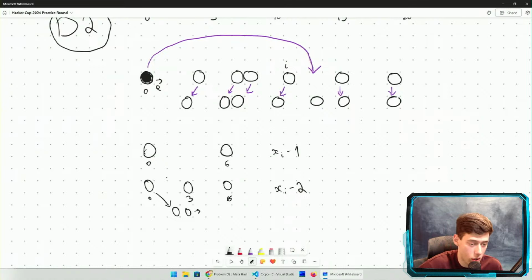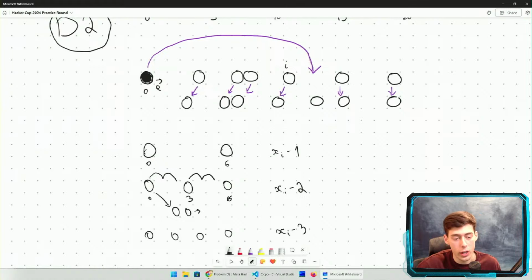So 1, 2, and then 3, 4. We need 4. And you've probably guessed by now that if we have 2 stones in the way, it's xi minus 3, and so on. So each stone in between you and another stone gives you a boost of 1. The energy you need to reach that stone is 1 less.